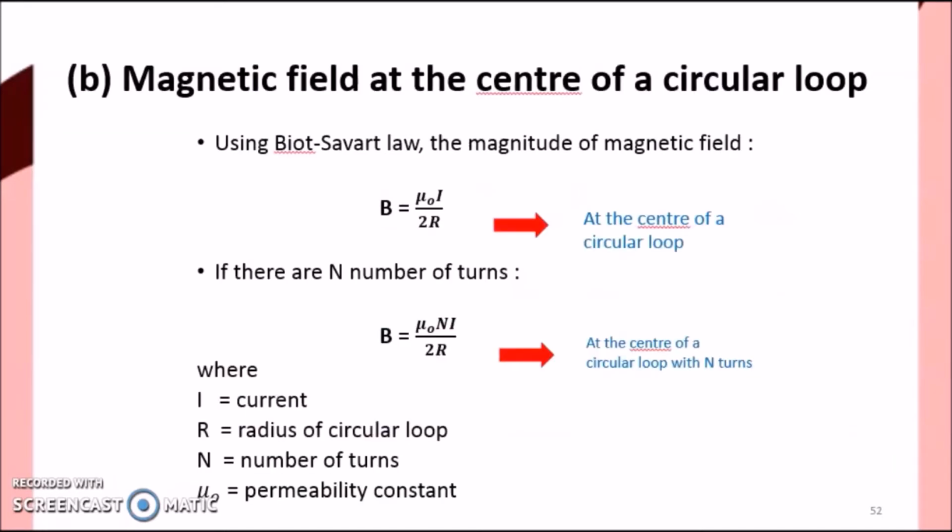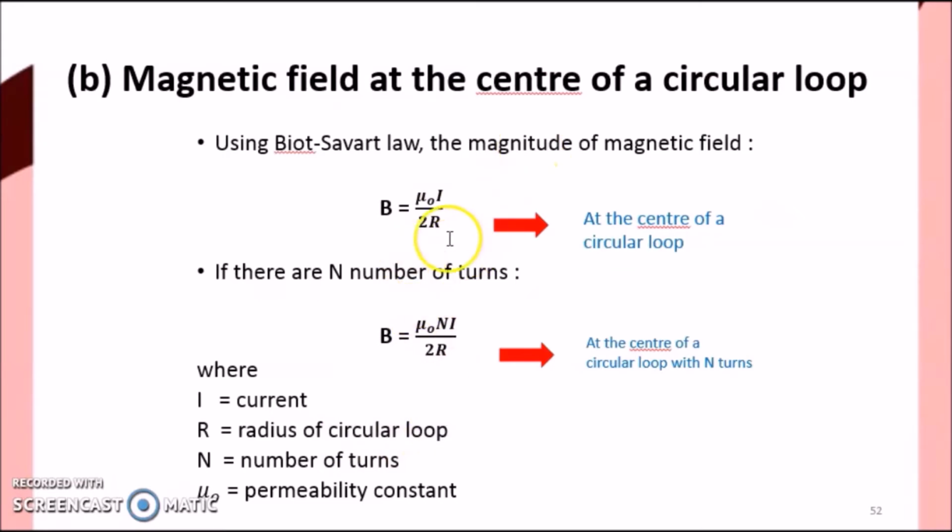Second one is magnetic field at the center of a circular loop. By using Biot-Savart law, the equation is B equal to mu naught I over 2R. So mu naught is the permeability constant, 4 pi times 10 to the power of -7 Henry per meter. I is the current flow on the loop. 2 is number 2. R is the, what is meant by R, R is the radius of the circular loop.